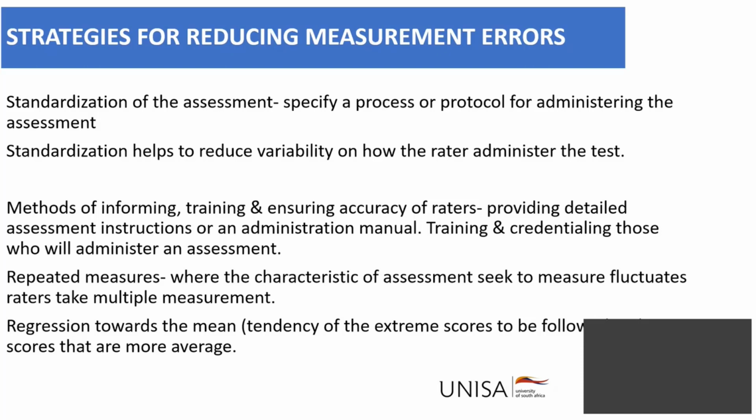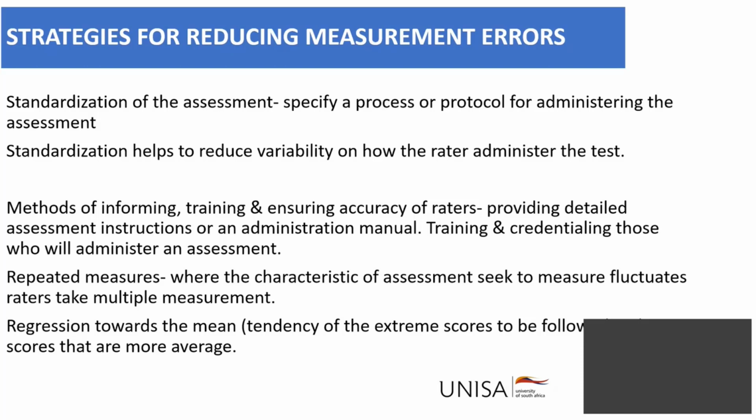Repeated measures, where the characteristics the assessment seeks to measure fluctuate, raters take multiple measurements. So you'll do your pre-measurement, where you've got the pre and the post and the current, so that you repeat the measurement all the time. I'm sure you heard me engaging with a colleague on mathematics, who does a pre-measurement, then the measurement at a certain point, then the post-measurement. So it's repeated measures that he needs to apply.